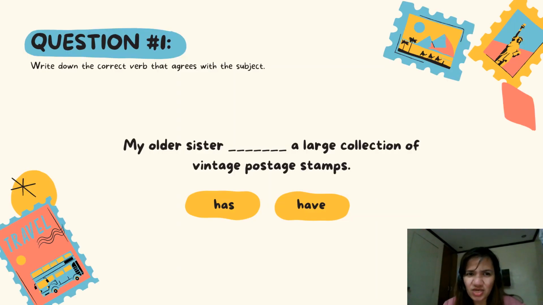Okay, I have here 6 questions. You're going to write down the correct verb that agrees with the subject. Okay, I'll read it for you. My older sister blank a large collection of vintage postage stamps. What is the correct verb for this that agrees with the subject? Is it has or have?